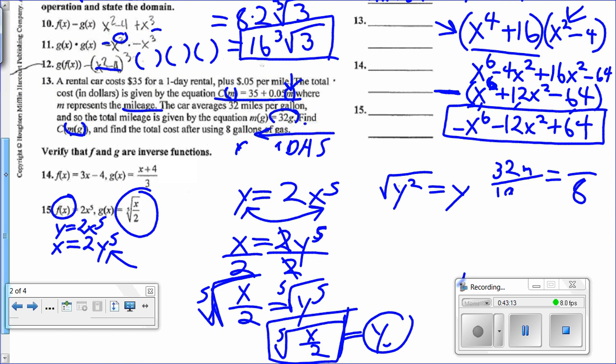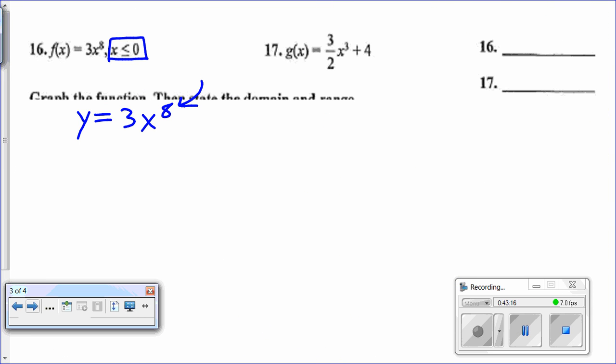I think we're supposed to find the inverse of those. Let me look at your thing here. Okay, just find the inverse of the function. Okay, so easy money. We got this.